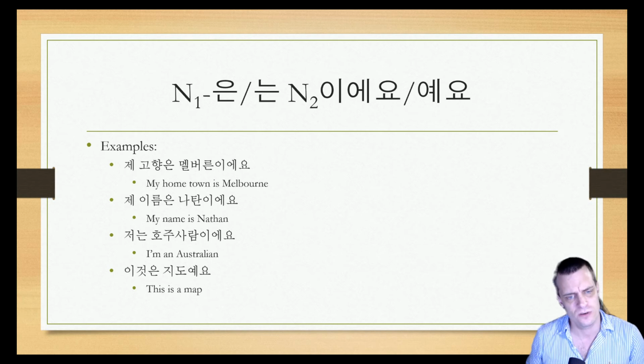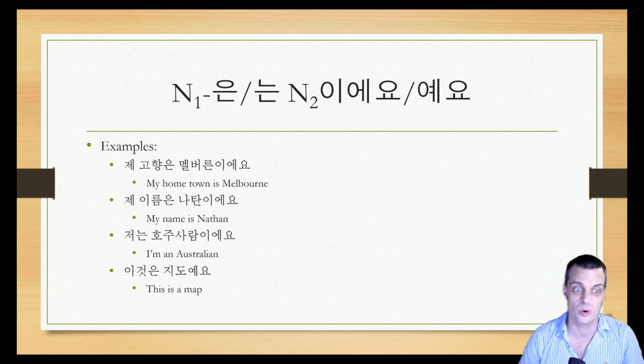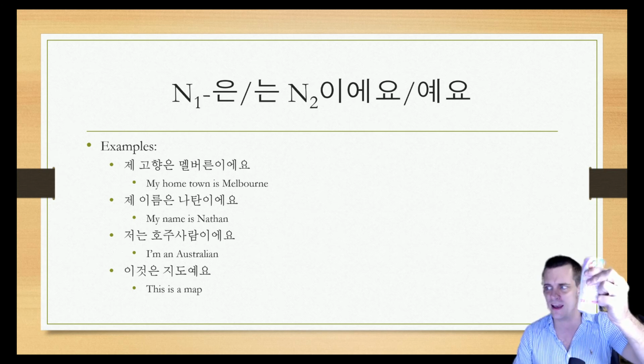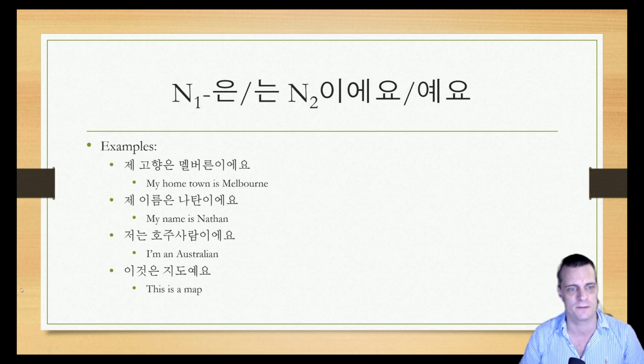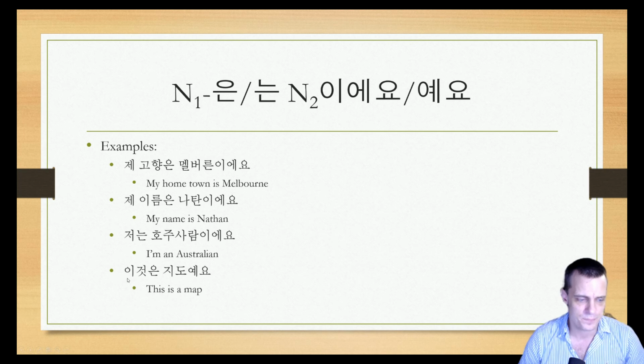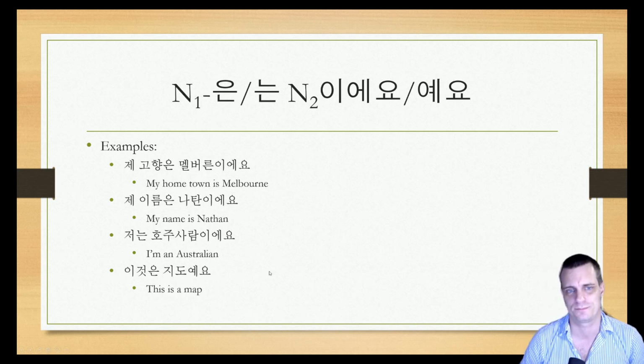And then lastly, 이것은 지도예요, which is, this is a map. Note in this one, this is really good, and you'll get more into it when you start asking questions. So what are these things? But this is good for those first times when you're just practicing stuff, and you can say, this is a cup, or this is a can of soft drink, or whatever the case may be. When you have a look at this part here, just to explain in a little bit more detail before I wrap up the lesson, 이것 means this. So 이것 thing. This thing, map, is. This thing is a map.